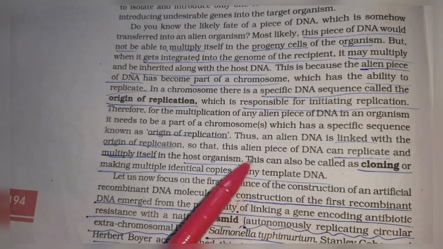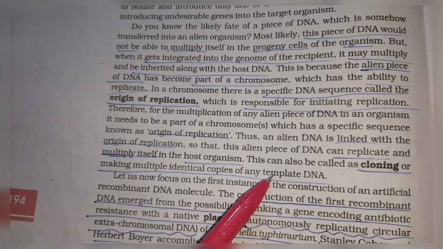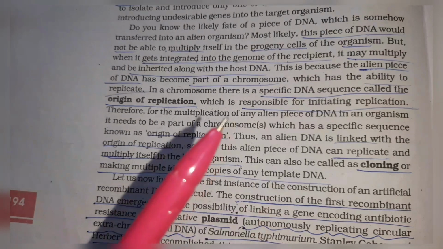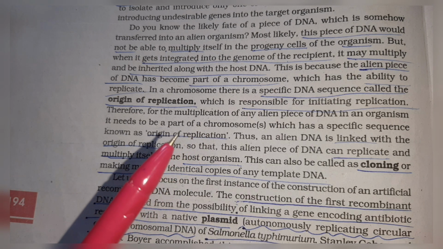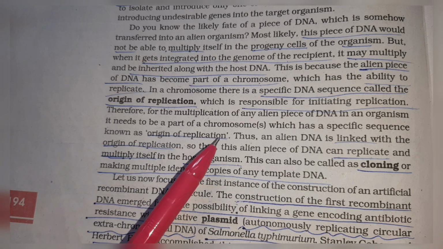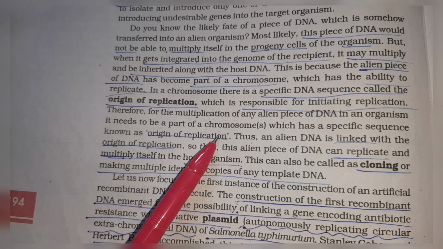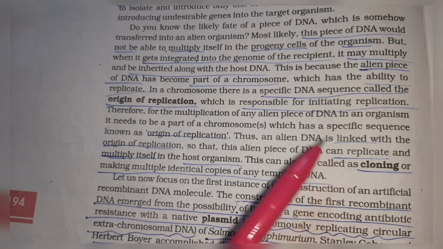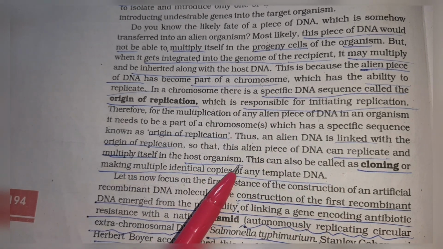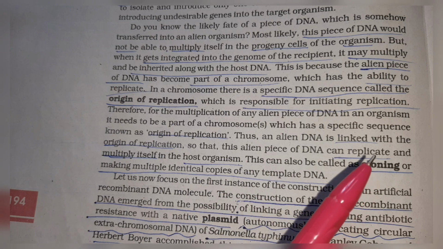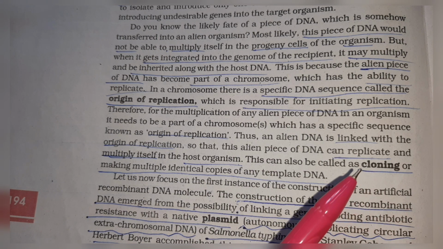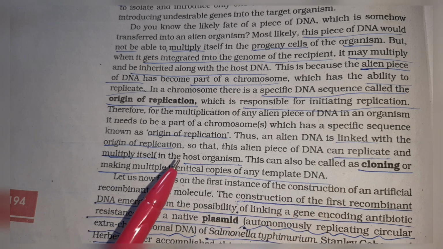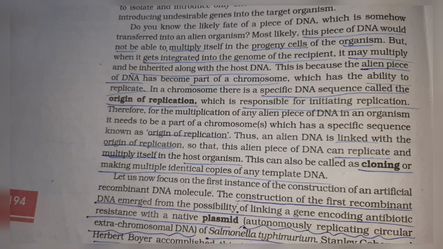So, if you want your desired DNA to be expressed in the progeny, then insert that DNA in the chromosome area where the origin of replication site is located. There, the alien piece of DNA can replicate and multiply itself in the host organism. This process is known as cloning because whatever you desired, that product is coming. So, this is known as cloning or making multiple identical copies of any template DNA.